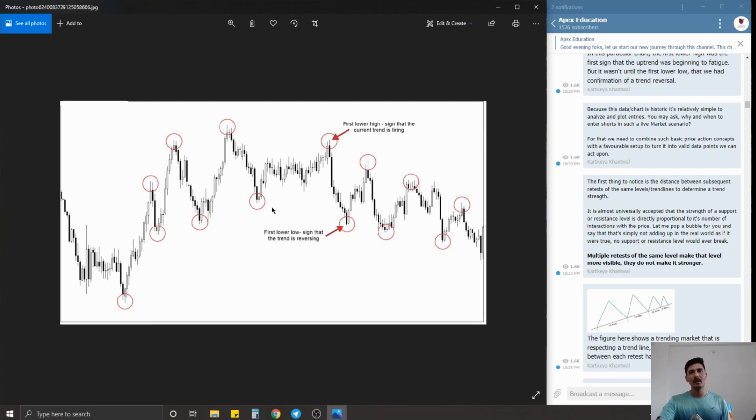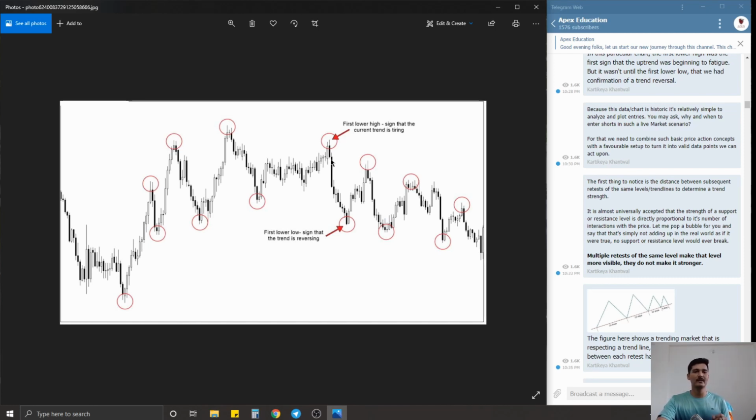However, the first lower high that we have at this point is signifying that the demand is exhausting. It is starting to vanish. It is starting to fade out at this point. As a result, the price is not able to break the previous high. So the higher high, higher low pattern that we had is now starting to be invalidated.